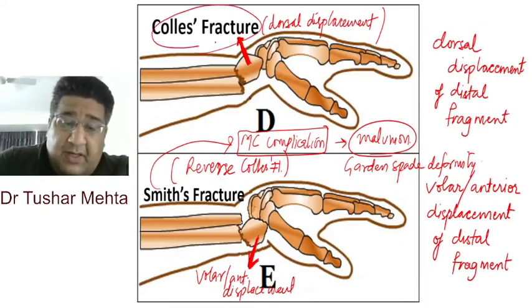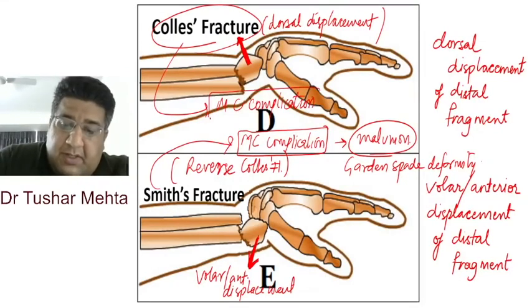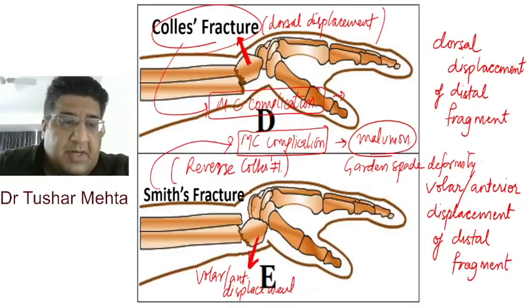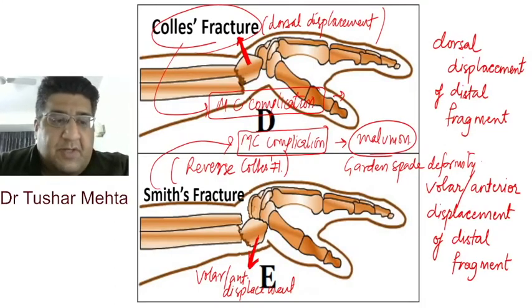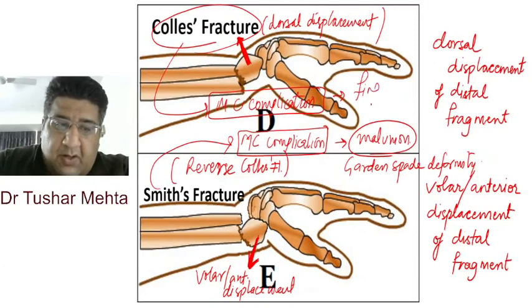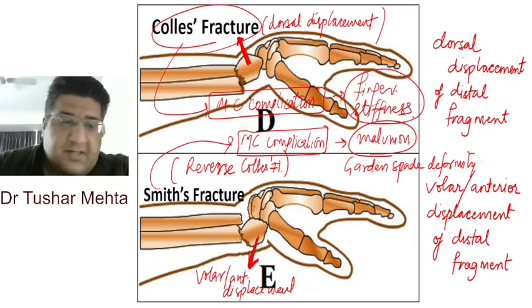Now, can you all tell me what is the most common complication of Colles fracture? Most common complication of Colles fracture? Yes, it is not malunion. It is finger stiffness.